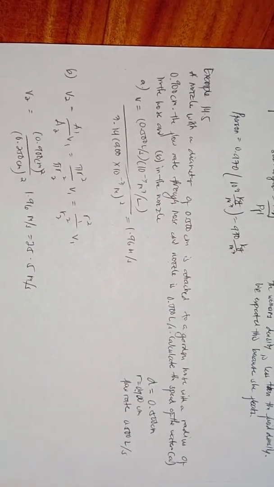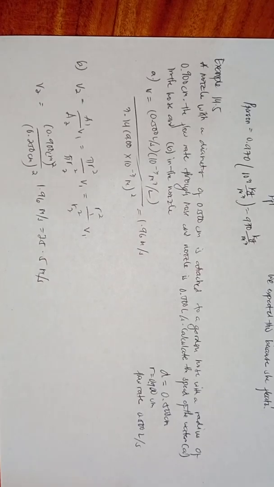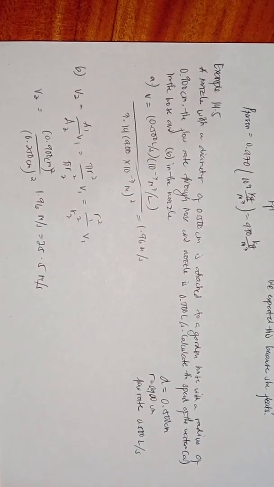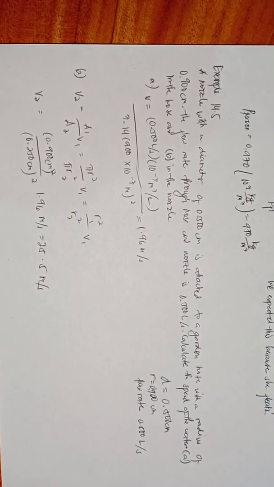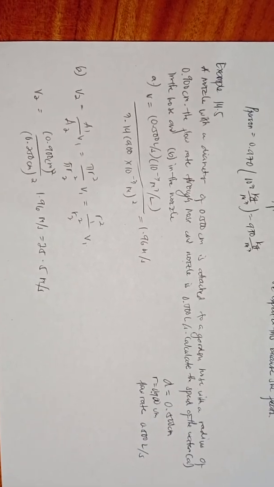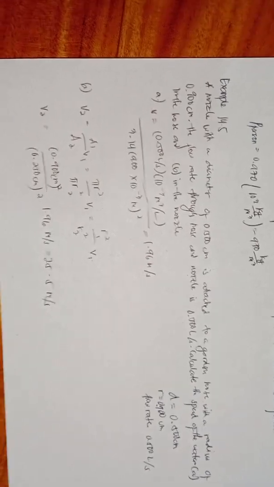Example 14.5. A nozzle with a diameter of 0.500 centimeter is attached to a garden hose with a radius of 0.900 centimeter. The flow rate through the hose on the nozzle is 0.500 liter per second. Calculate the speed of the water A in the hose and B in the nozzle.